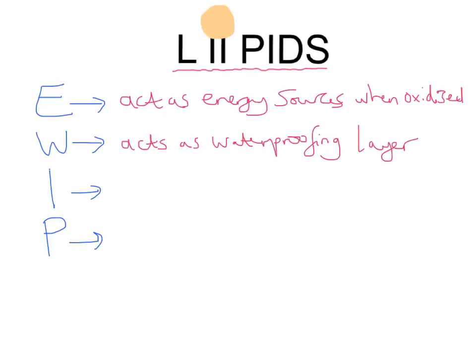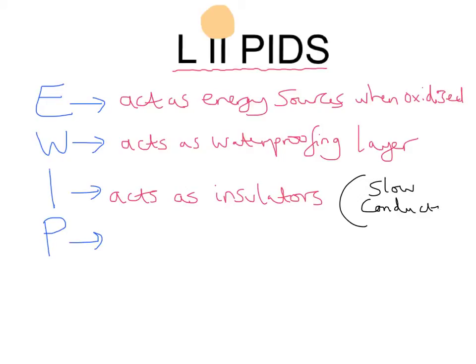The I stands for insulator, because lipids can act as insulators, because they are slow conductors of heat. That's really important to mention. They're slow conductors of heat. So the E is for energy, the W is for waterproofing, the I is for insulators, and then finally left with P.